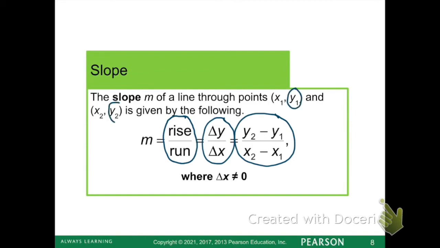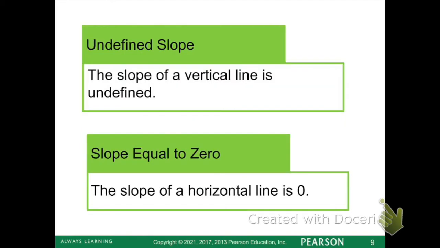This is the most common mistake I see: people will write it with x on top and y on bottom, which would be wrong. Undefined slope is what we call the slope of a vertical line, and zero slope is the slope of a horizontal line.